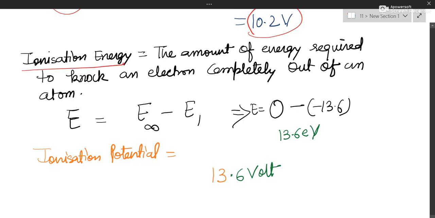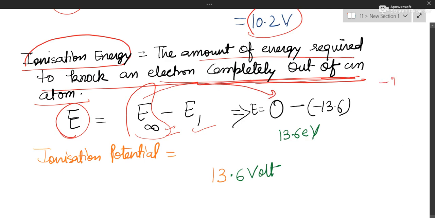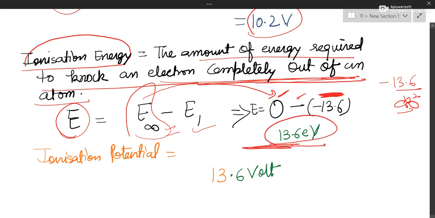Similarly, we have ionization energy, which we have done in chemistry: the amount of energy required to knock an electron completely out of the atom. If you are taking it completely out, it means you are sending it to infinity. So your ionization energy is E infinity minus E1 from the ground state. E infinity is 0. Why is it 0? Because energy is minus 13.6 upon n square, and when you put infinity here, it comes 0. So this is 0 minus the ground state energy, which you know. This is your ionization energy for hydrogen.